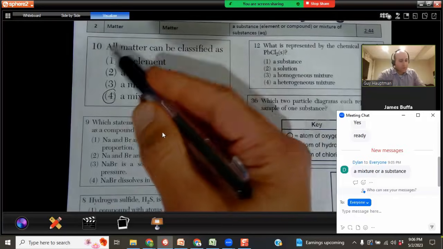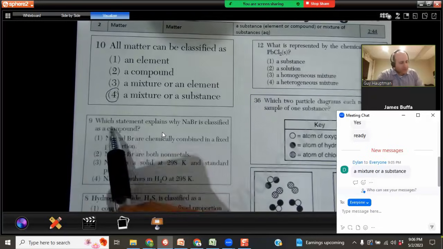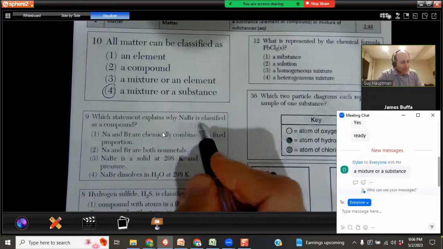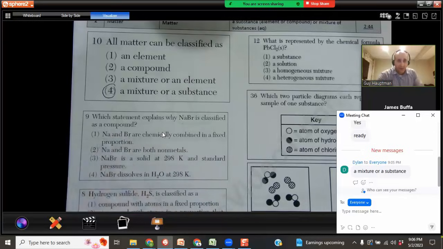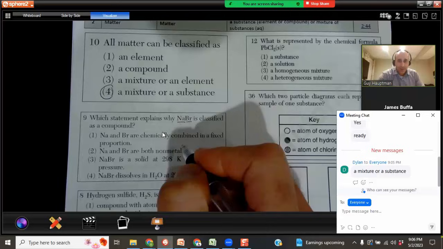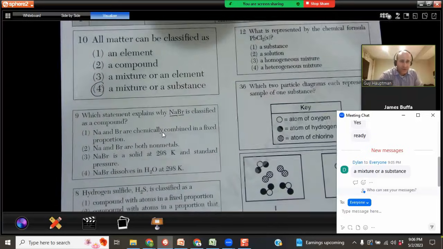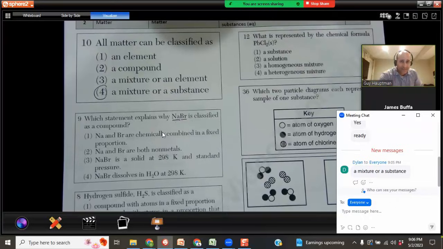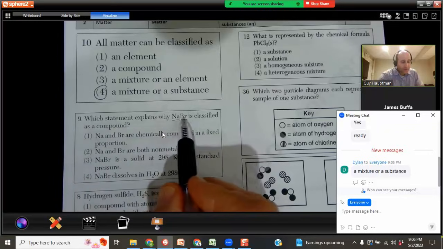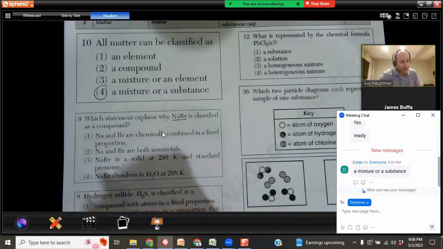All right. So notice this is question 10 from one test. This is question 9 from a different test. And the next one says, which statement explains why NaBr is classified as a compound? So you may know this, you may not know this, but we have a capital letter and a different capital letter. Those represent two different elements that are chemically combined. They form a compound. So anytime you see two different capital letters, it's going to be a compound. And they're actually telling you that it's a compound.